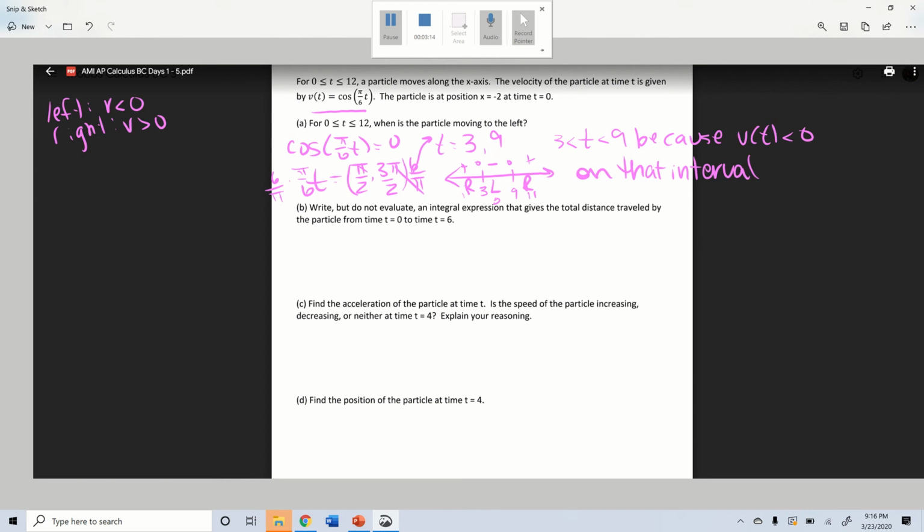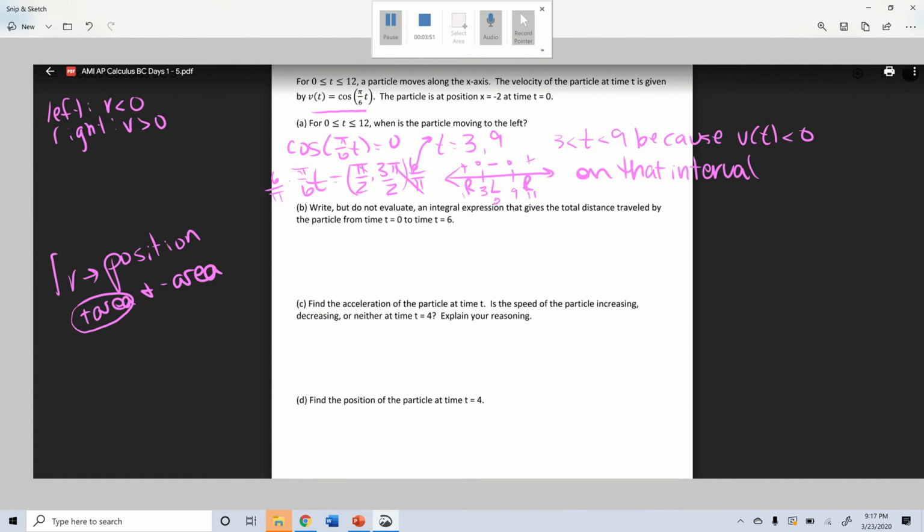Now for part B, we want to write but not evaluate an integral expression that gives the total distance traveled. So again, this is not a BC question, this was an AB question, so this isn't like an arc length thing. This is knowing that when we integrate your velocity, that is going to give us the position. And it gives us the position because when we integrate velocity, it includes positive area and negative area.